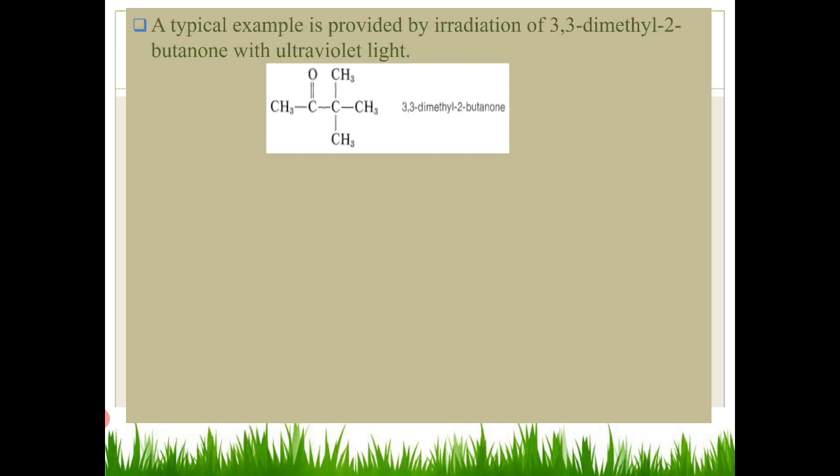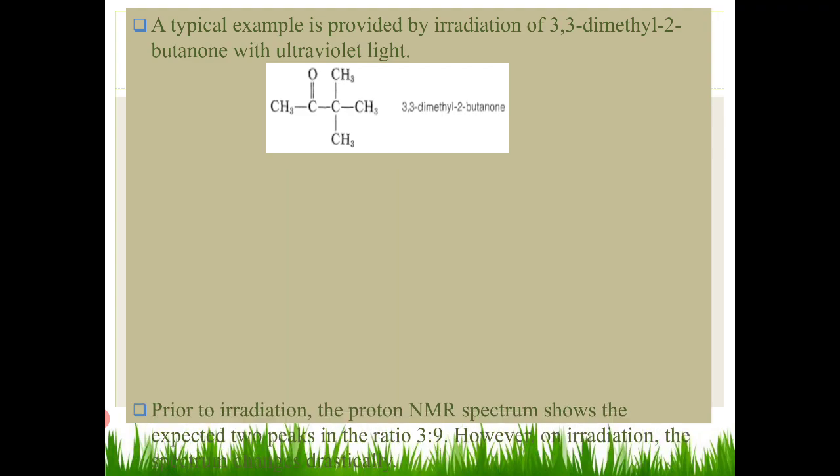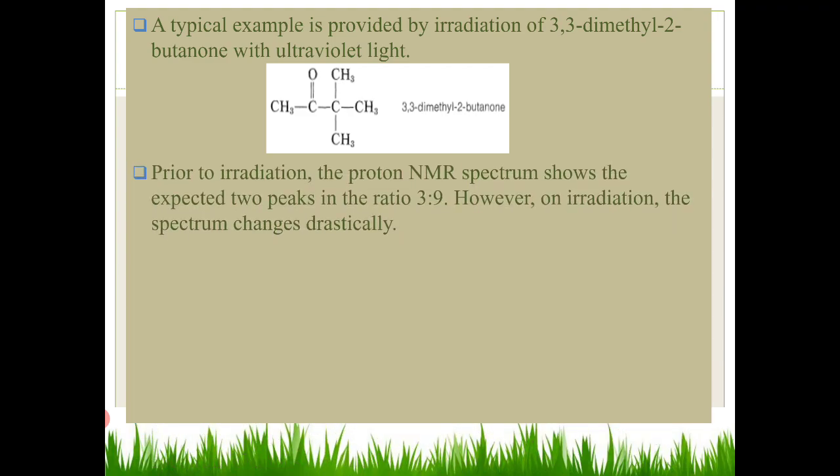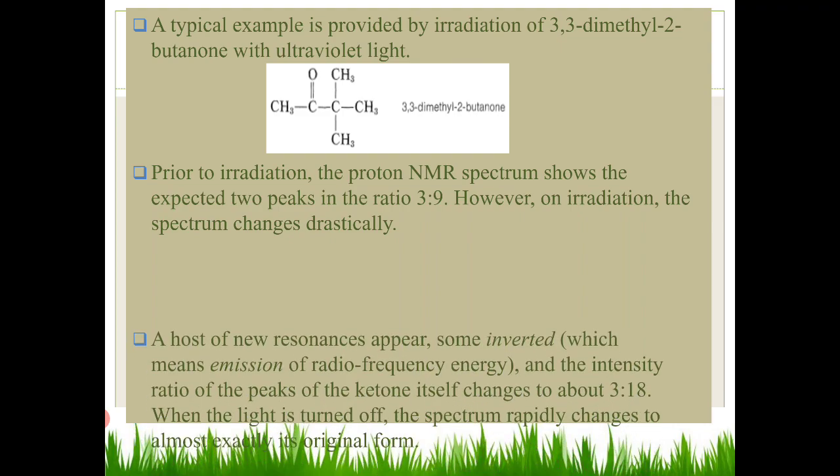The best example is 3,3-dimethyl-2-butanone, when it is irradiated with ultraviolet light. So what happens? Prior to irradiation, the proton NMR spectrum shows the expected two peaks. If you look at the structure, you can understand the ratio will be 3:9. However, on irradiation, the spectrum changes drastically. Why does the spectrum change radically? There is a cleavage that generates free radicals.